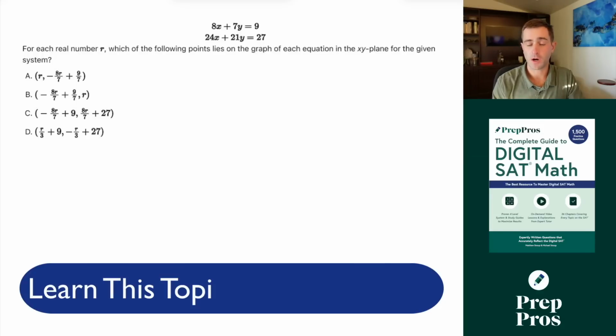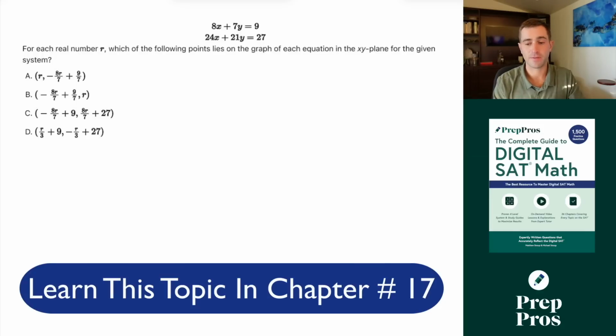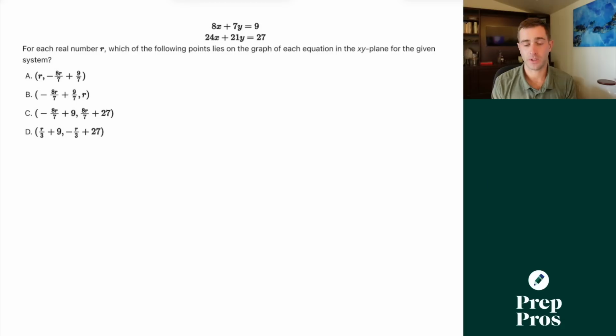For each real number r, which of the following points lies on the graph of the equation in the xy-plane for the given system? Now, one thing we know here is if we plug in our x and y values as we go through each of these, if both sides of these equations are equal, that tells us the point lies on that graph. Now, we could just manually plug in all of these, and we're eventually going to find the right answer as long as we understand that principle, which means this question isn't nearly as awful as it looks.